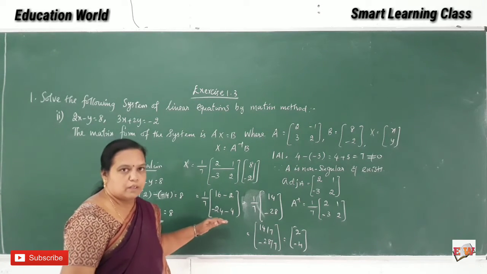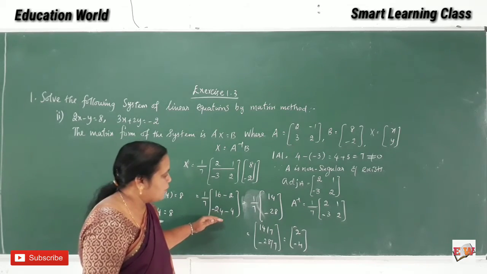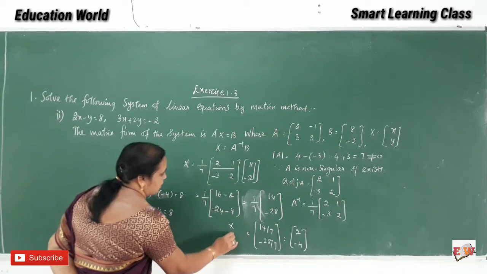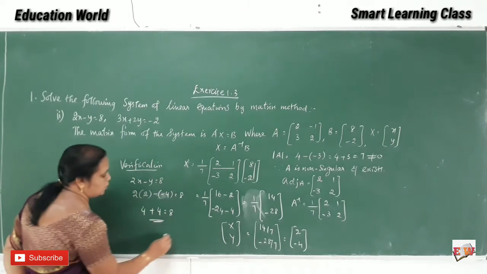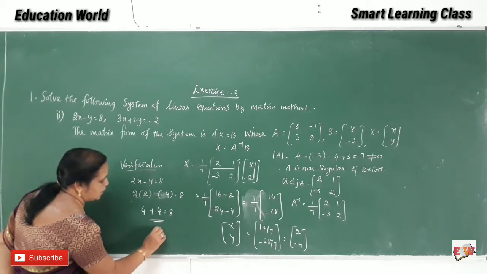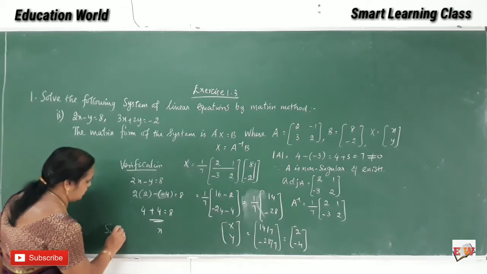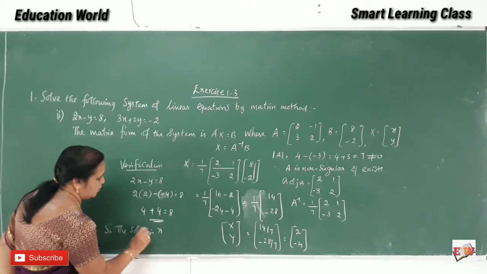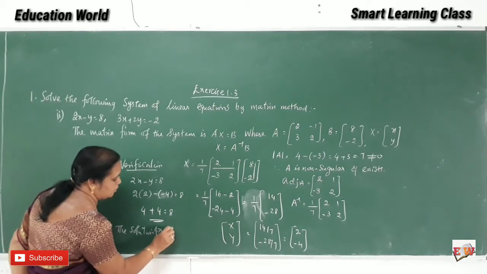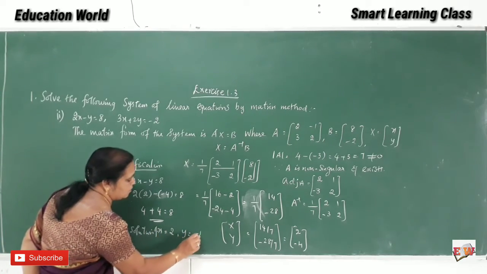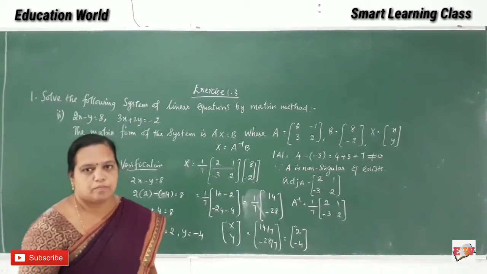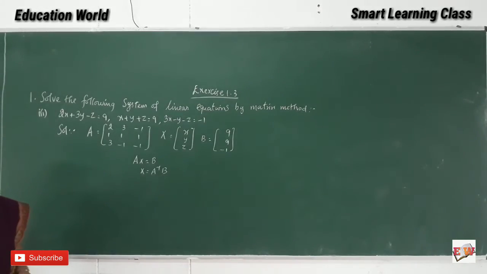For x we have found the value of x is 2. Here x, y, the solution is the solution. So the solution of x is equal to 2, y is equal to minus 4.